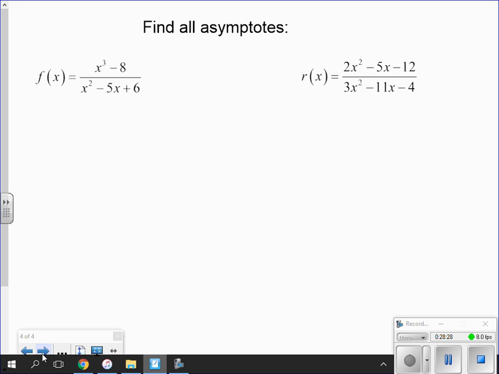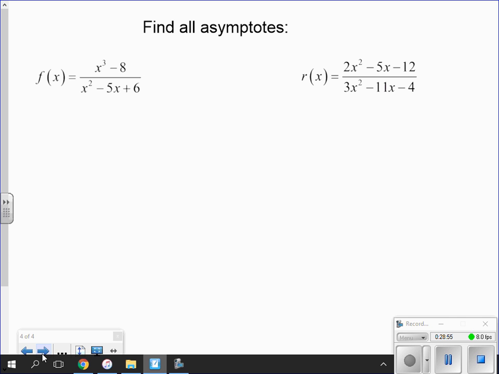Find all of the asymptotes. So, we have 3 types of asymptotes to find. We have our vertical asymptotes, we have our horizontal asymptotes, we have our oblique asymptotes. You're not going to get horizontal and oblique at the same time with these types of rational functions.